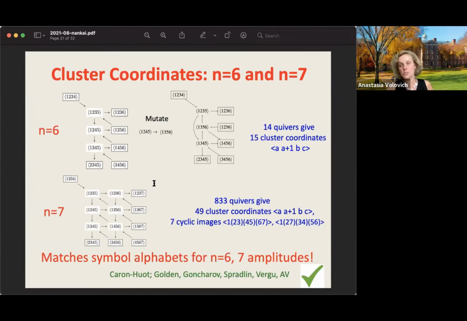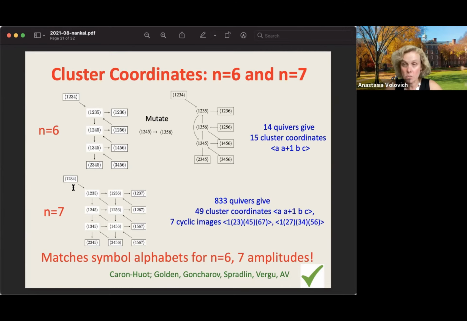Given this definition, let's apply it for 6 and 7 points. This is the initial quiver for 6 points. For example, you mutate on the nodes 1, 2, 4, 5 in this manner and you get a quiver like that, and you continue until you stop. In this particular case, you get 14 quivers and you reproduce 15 cluster coordinates, which exactly matches what we saw in the amplitudes.